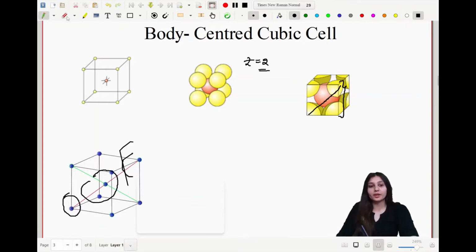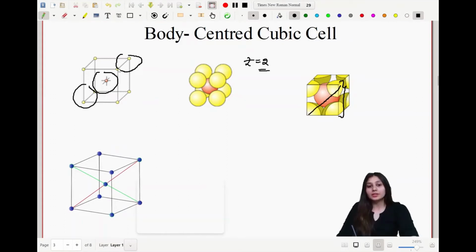I'll just draw it again. So these 3 spheres are the ones which are actually touching each other: this one, the middle one, and the corner one. Even though in the picture it seems it's not touching, they're actually touching each other. So this is the 4r which should be there. Again we'll be using the Pythagoras theorem which we used before, but now we have 2 different sides which we have to take into account.